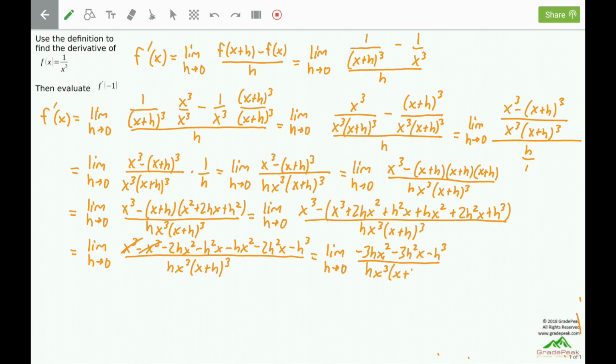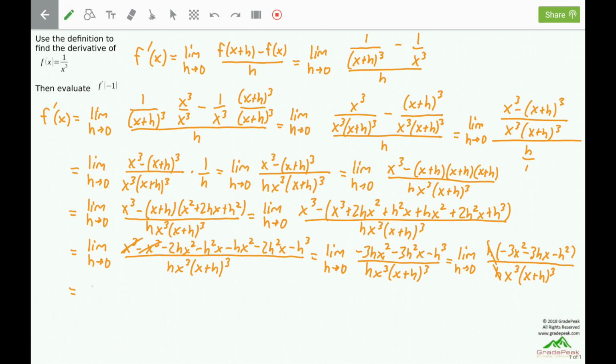All the remaining terms should have h's in them, and they do in the numerator, so we can factor an h out, and that's our next step. I'm going to factor the h out, leaving us with a negative 3x squared minus 3hx minus h squared, all over h times x cubed times x plus h cubed. The h's can now cancel, so we finally have removed the 0 over 0 indeterminate form.